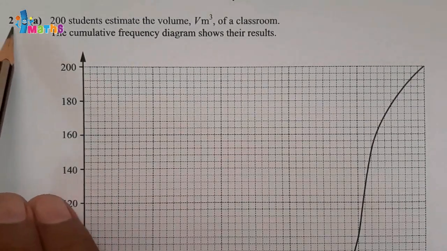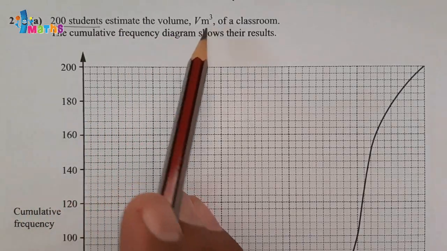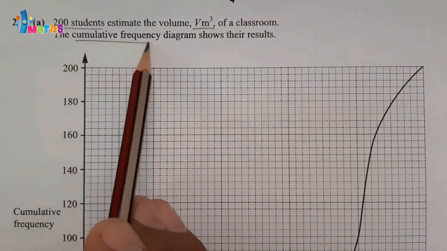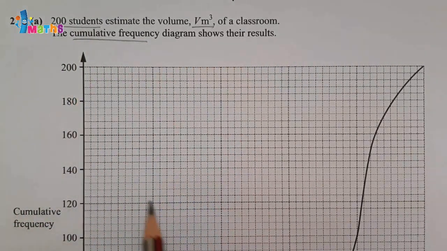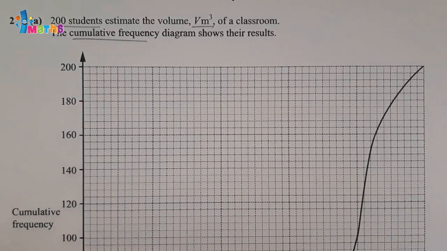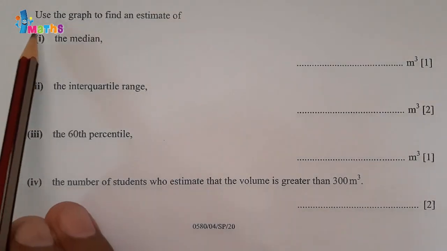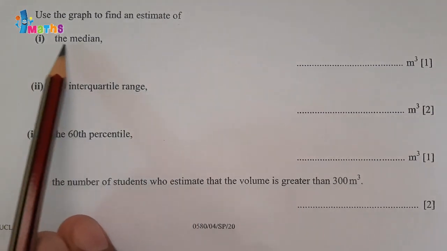Question number 2, part A. 200 students estimate the volume V cubed of a classroom. The cumulative frequency diagram shows their results. So this graph is given. Questions are on the basis of this graph. If we go through the questions: use the graph to find an estimate of part 1, the median.